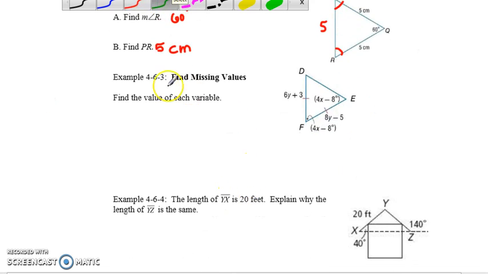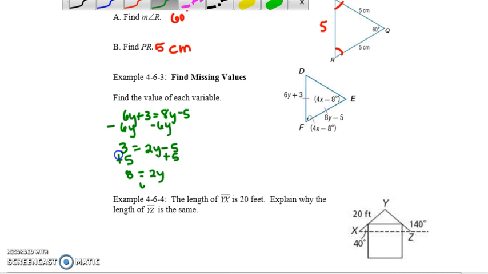All right, then find the value of each variable. So if these two have tick marks, we can set them equal and we can solve. So 6y plus 3 is equal to 8y minus 5. And we would subtract 6y. So 3 is equal to 2y minus 5. Add 5. So 2y is equal to 8, which means y is 4.